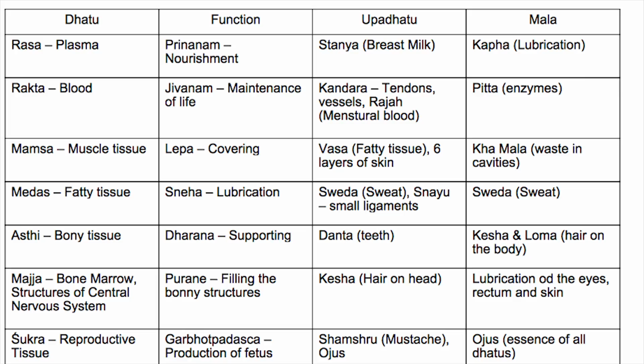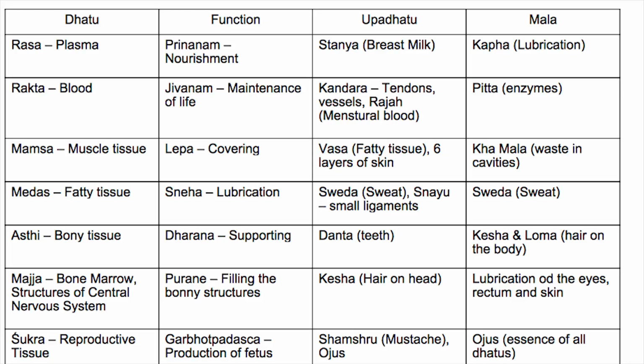The next dhatu is the mamsa dhatu, or the muscular tissues, and its function is lepa, or covering. So the mamsa dhatu helps in covering all of the other physical structures. Here, as you can see, we're going deeper and deeper into the layers and structures in the body. So we have the rasa, which is constantly circulating. It's very light, whereas rakta is more solid, also constantly circulating. And then mamsa is even more gross structurally, and it helps in covering. Again, we're going deeper and deeper inwards.